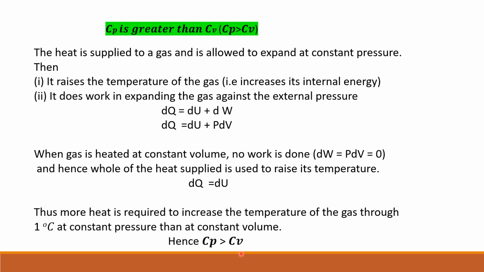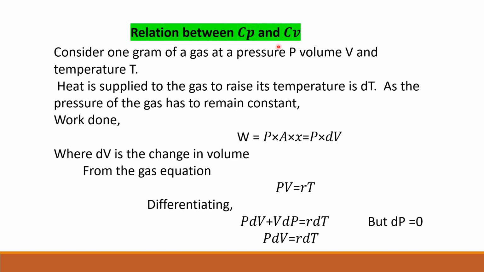So Cp is greater than Cv. That is, the specific heat at constant pressure is greater than the specific heat at constant volume. The work done term is the excess in the specific heat at constant pressure as compared to constant volume. Then the relation between Cp and Cv.